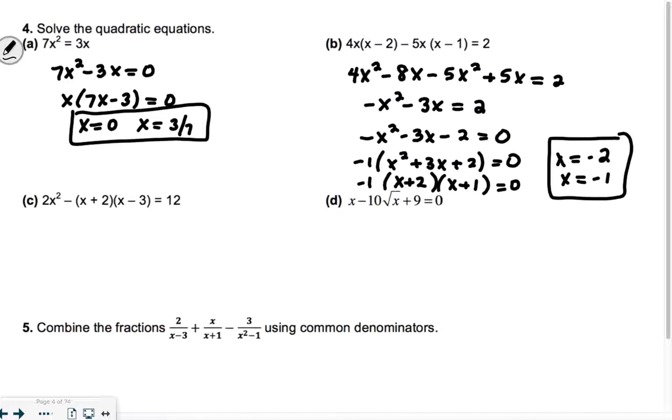You could do a W substitution. Do you guys remember that? There are ways to square it. Like you could isolate the radical and square both sides. So you could do that.